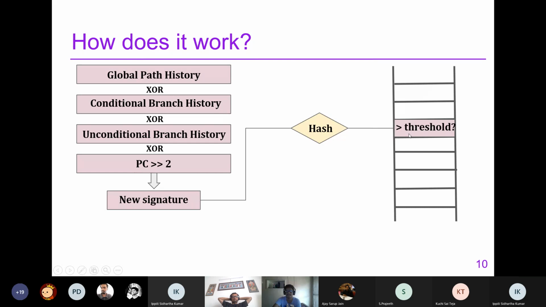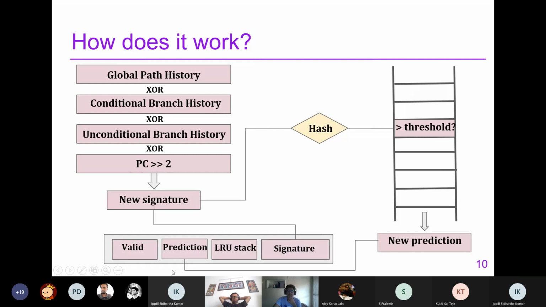Now, the prediction table gives a counter value. If the counter value is more than the threshold, then that TLB entry is predicted to be dead. If the counter value is less than the threshold, then the TLB entry is predicted to be alive. That is what the new prediction does, and the prediction is then stored in the new TLB entry. This is the metadata I was talking about that each TLB entry should have. It has a valid bit, a prediction bit, an LRU stack, and a 16-bit signature. This signature comes from here. I say 16 because it is hashed before being stored here.